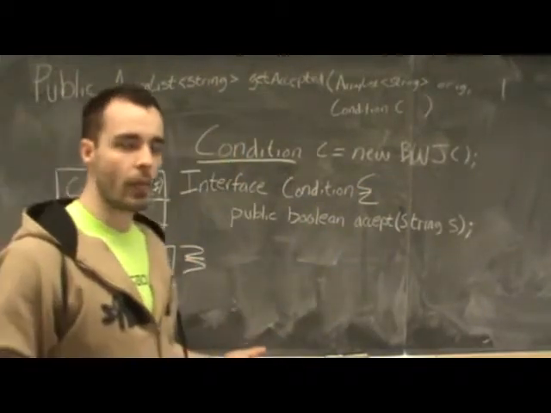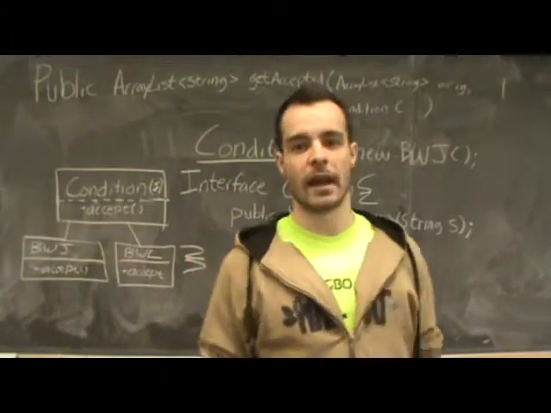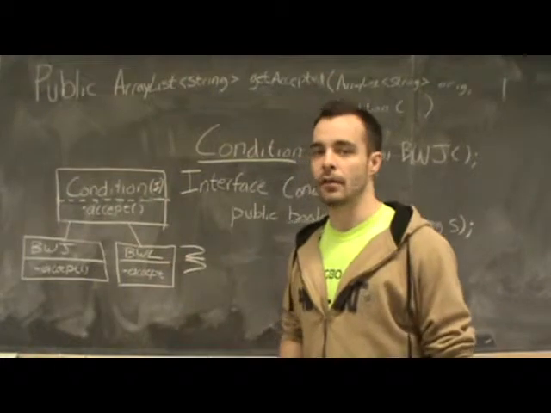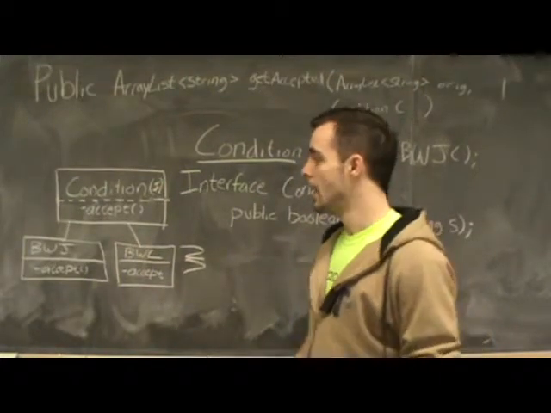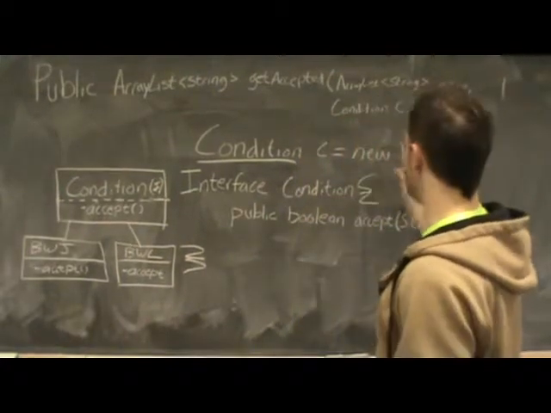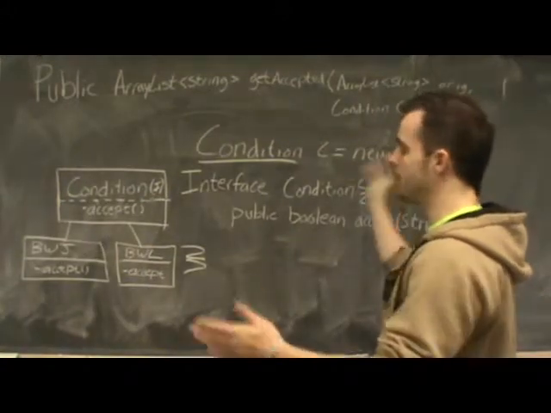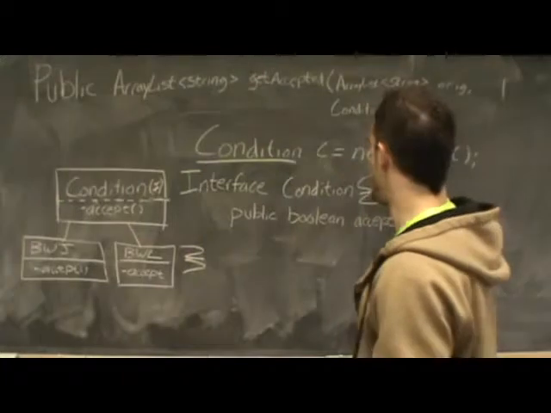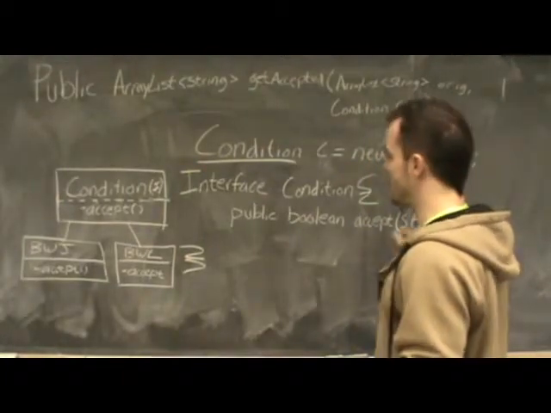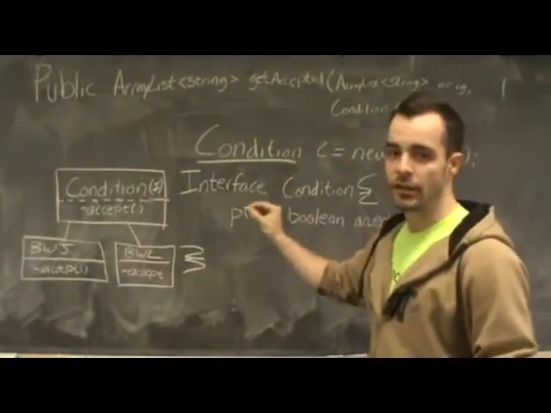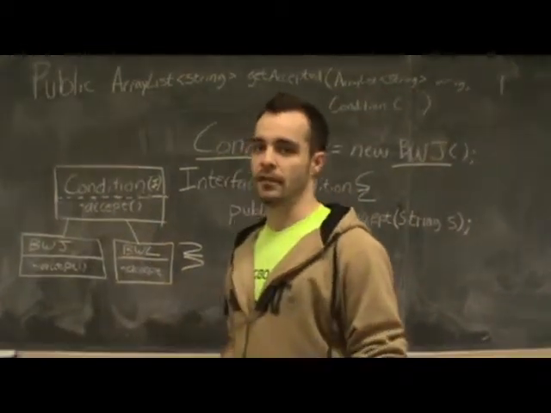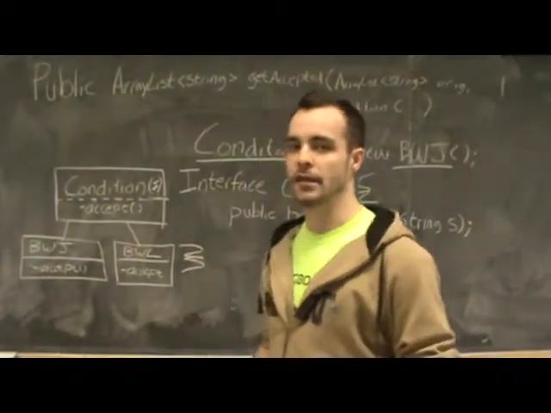So therefore, because I know that I can't ever create this class without fully satisfying the requirements from the condition interface, it means that it must have the properties of a condition object. So it's perfectly happy assigning a begins with J object to a condition, because a begins with J object is a condition. It's just a derived condition.